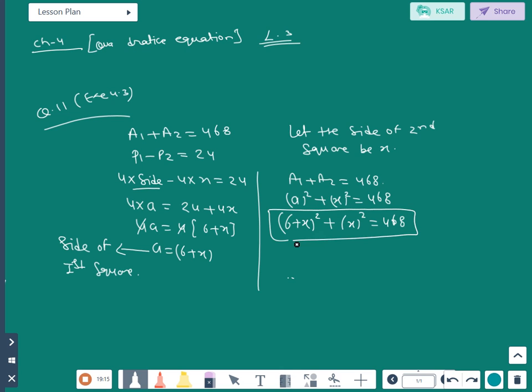Now that is the quadratic equation, and you can simplify it and then find the x value. What will it become? 36 plus 12x plus x square plus x square minus 468, so 2x square plus 12x plus 36 minus 468 equals 0. Before finding the roots of the equation, firstly check whether any number is common. If common, firstly take it out.